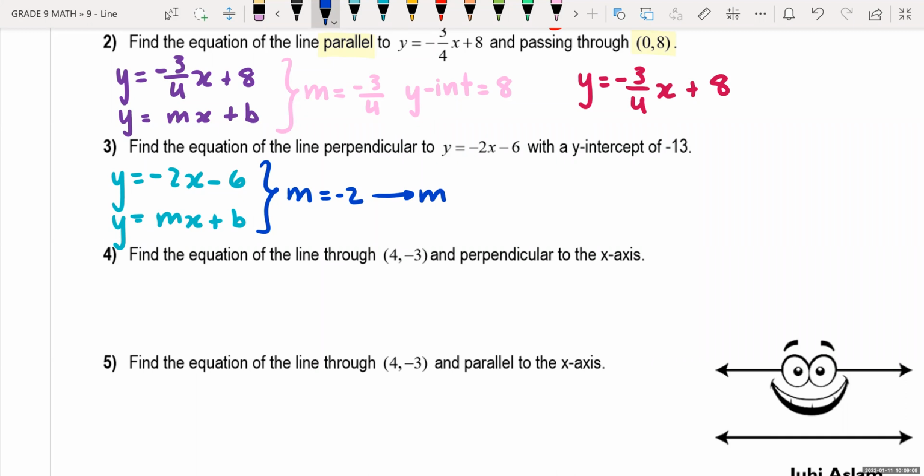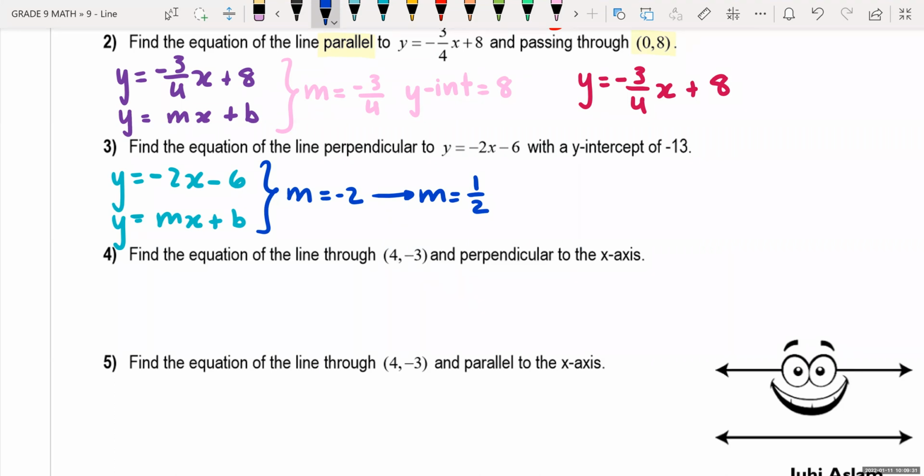Not quite. I don't see the answer yet. Now I see it. Good. So change the negative to a positive. And 2 over 1 becomes 1 over 2. So the answer is just going to be a slope of a half.